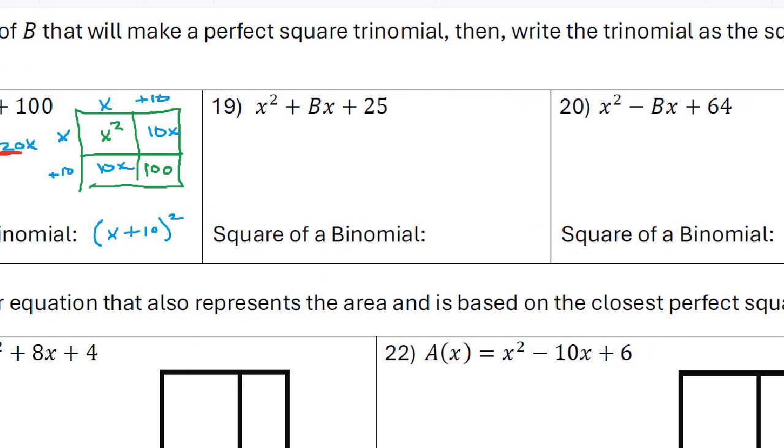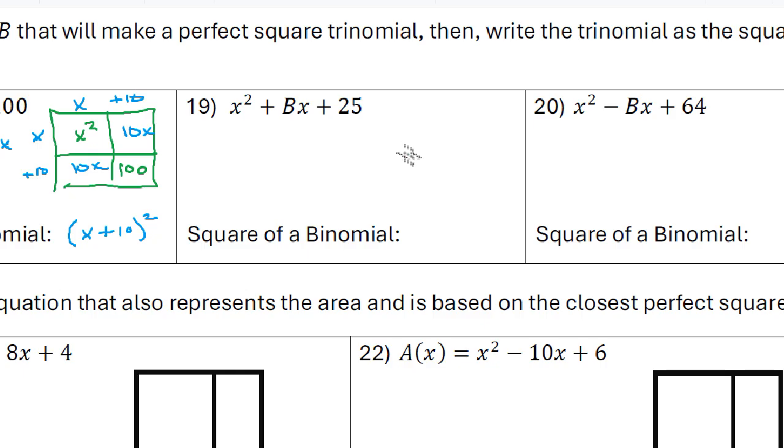Scroll over here, number 19. Okay. This will be interesting. No, I think it'll work out okay. All right, let's make our area model. Hands getting tired of talking. Hope you can still understand my words. Hope I'm not talking too fast.